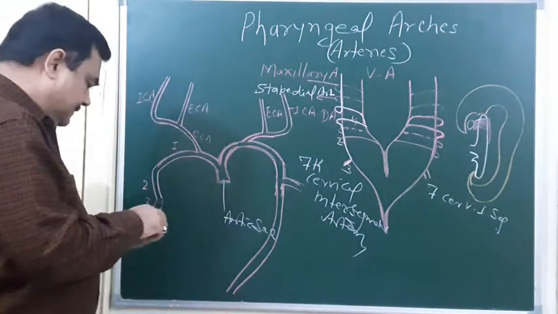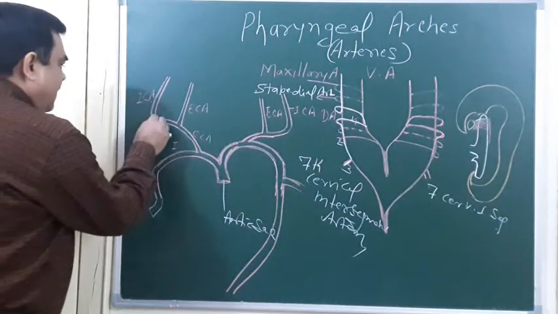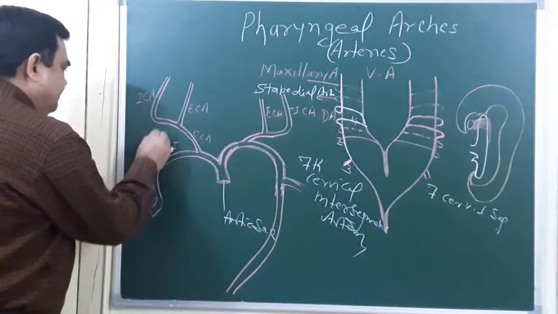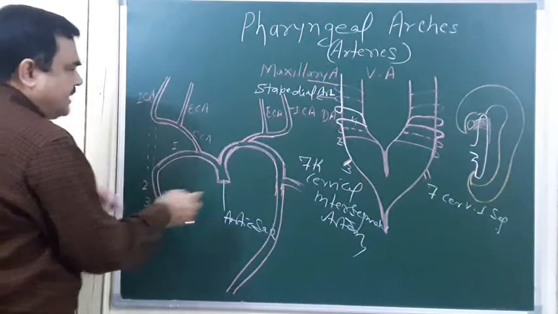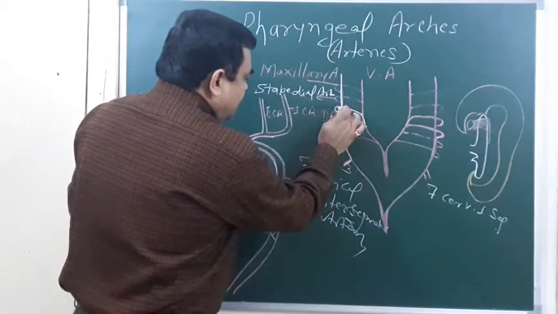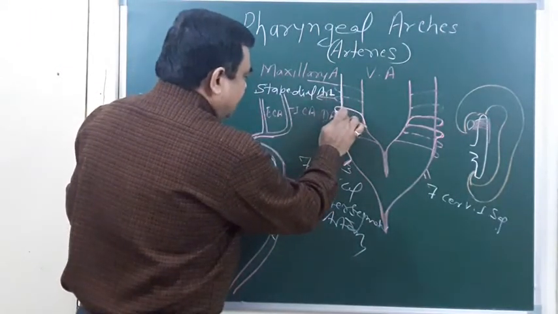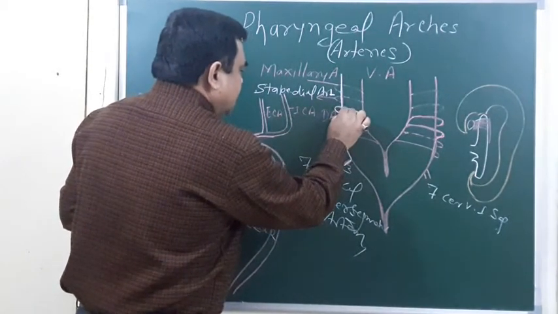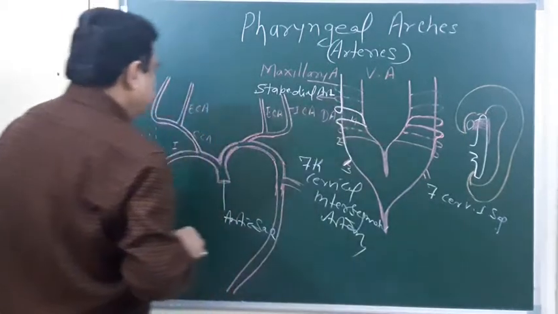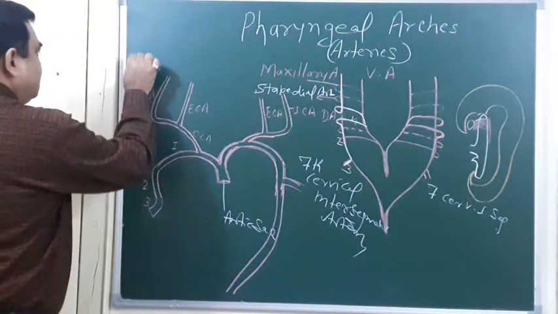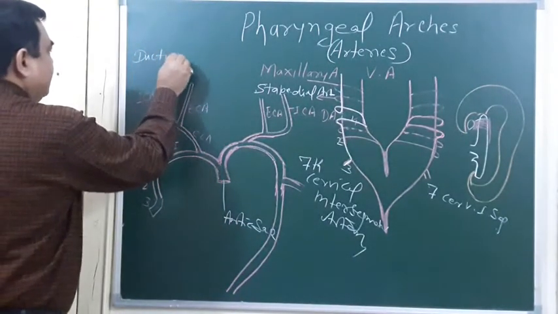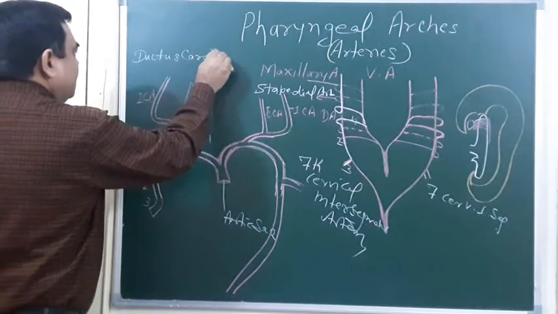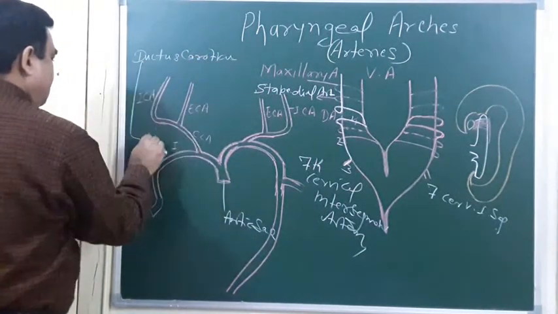And that's it. The dorsal aorta between this part and this, between the third and fourth arch, also disappears. And this part is known as the ductus caroticus.